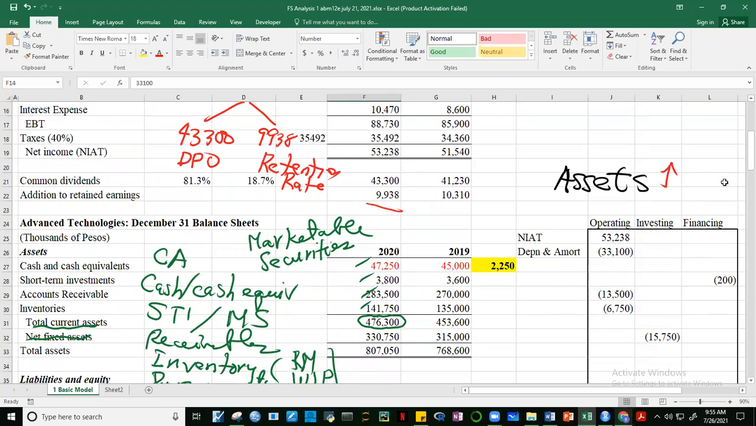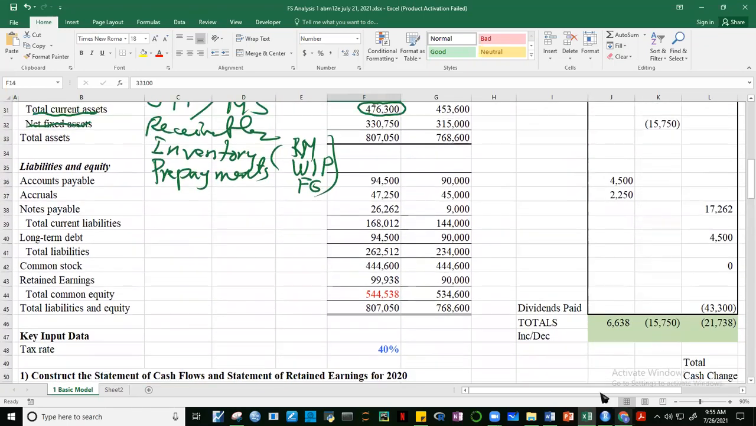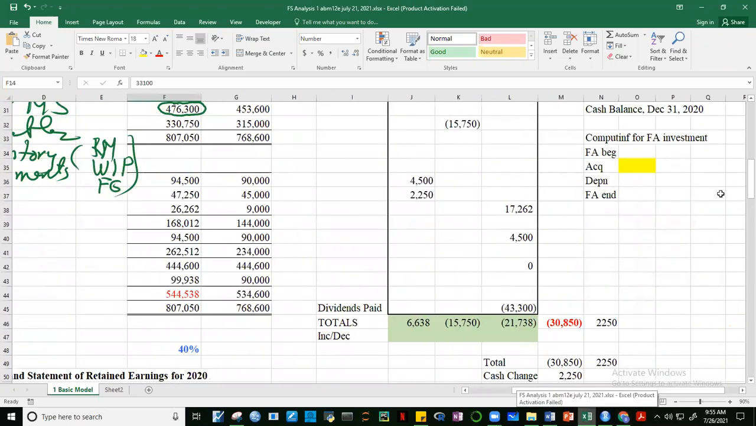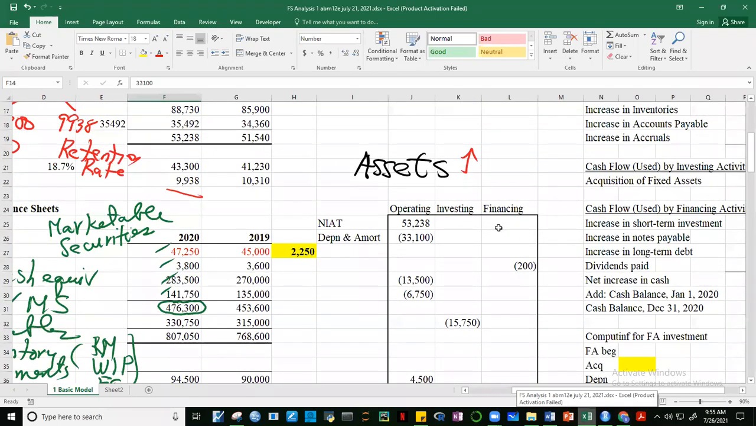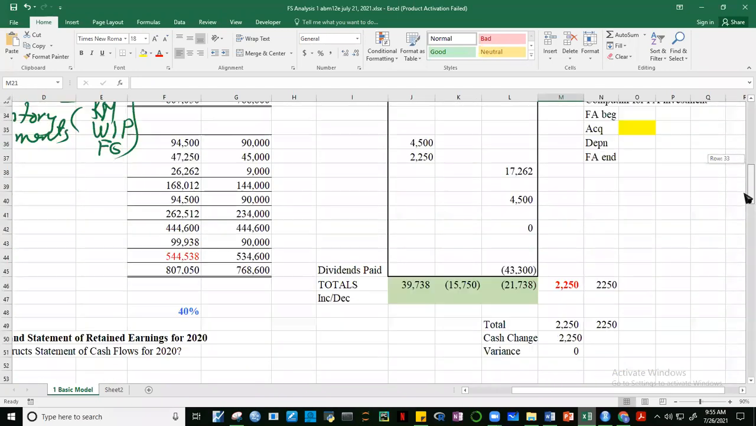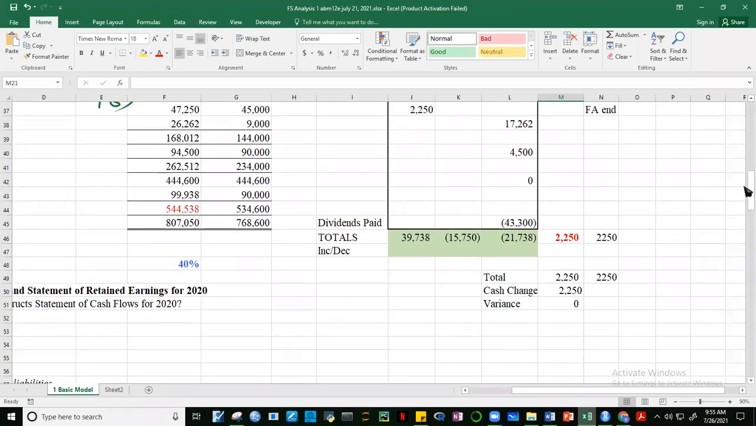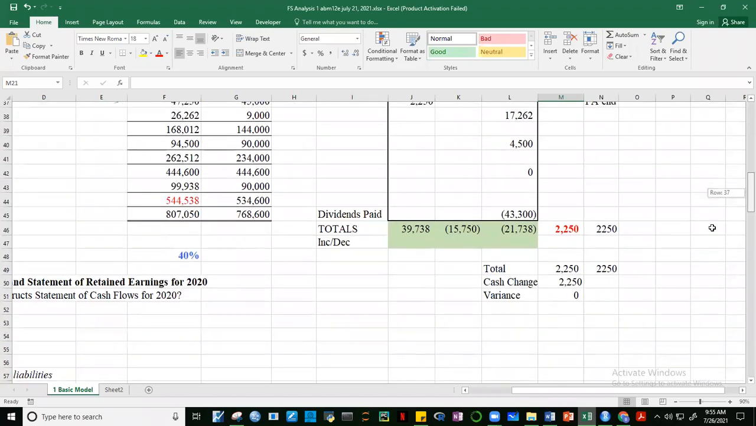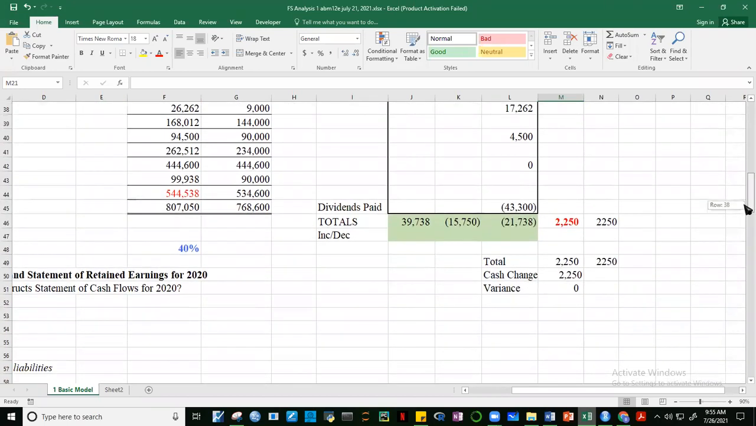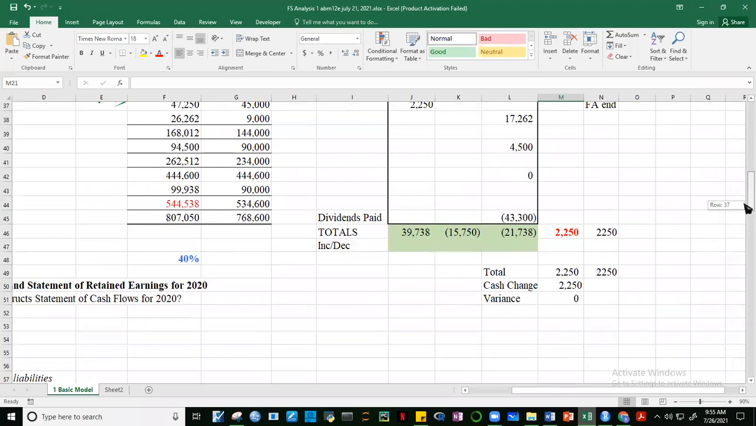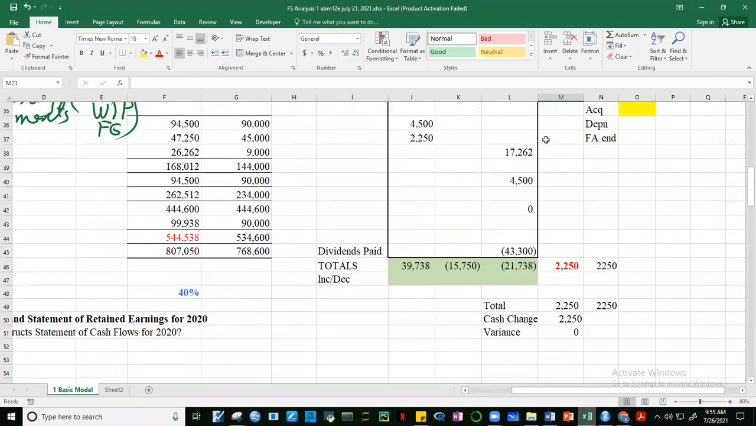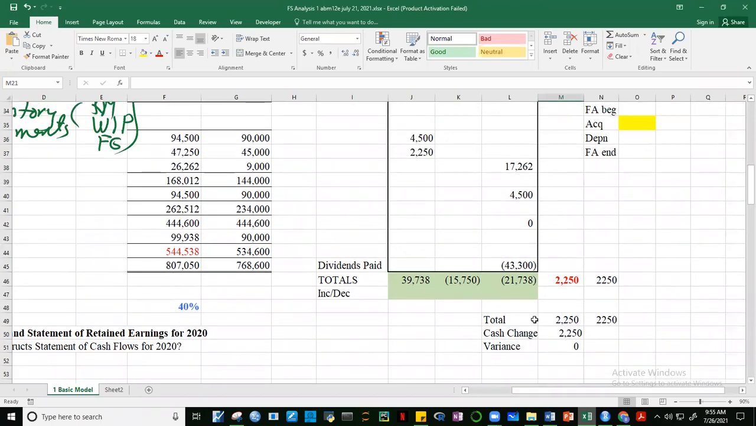Idadagdag natin dapat yung depreciation, hindi isa-subtract. Okay? Alright. Okay, tanggalin na lang natin. Pag tinanggal natin yan guys, ano mangyayari? What will be the result guys if we remove? Okay guys, clear? Yes po. Okay, so okay na tayo, no?